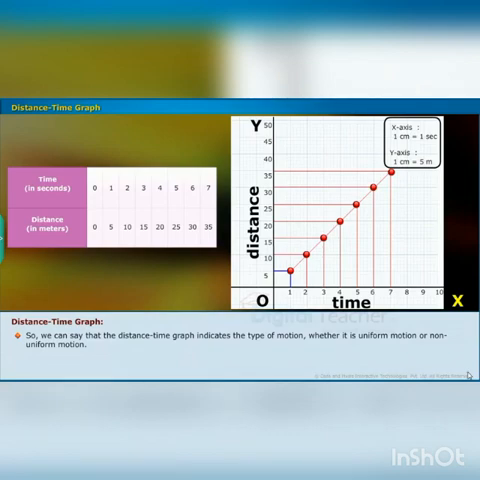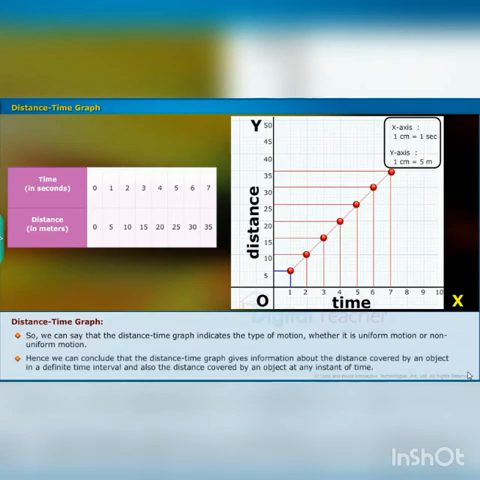So, we can say that the distance-time graph indicates the type of motion, whether it is uniform motion or non-uniform motion. Hence, we can conclude that the distance-time graph gives information about the distance covered by an object in a definite time interval and also the distance covered by an object at any instant of time.